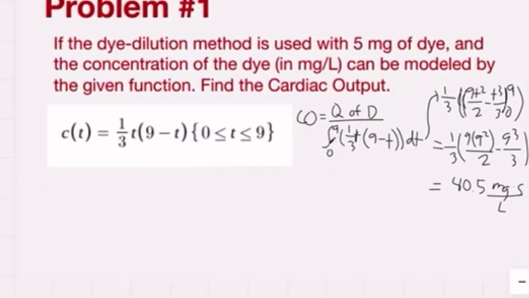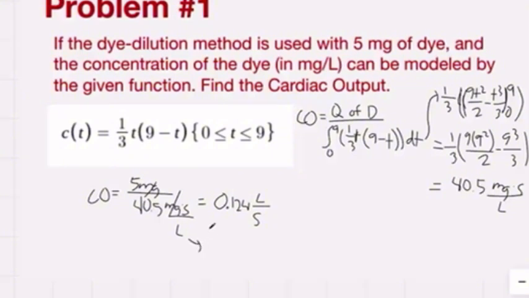Okay, next we're going to input that into the cardiac output function, 5 milligrams over 40.5 milligrams times seconds over L, and that would equal 0.124 liters per second. And since those units cancel out, we got liters over seconds, and that will be our answer.